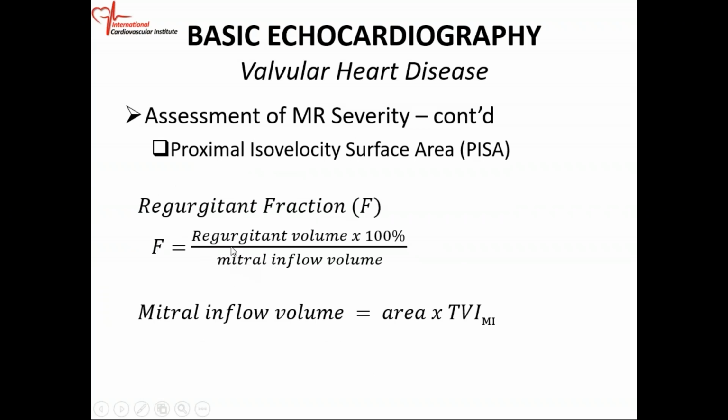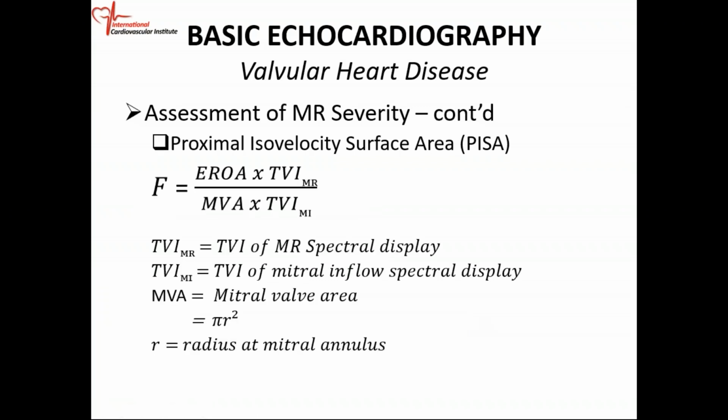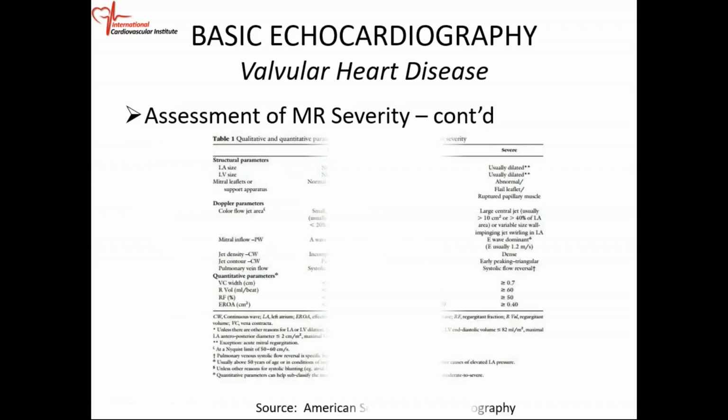So again, the mitral inflow. This is the regurgitant fraction. So we showed you how to get the regurgitant volume. Regurgitant volume is equal to the EROA times the TVI. The mitral inflow is equal to the mitral area times the TVI of the mitral inflow. Okay, so once you do that, you rearrange your equation, you get that.